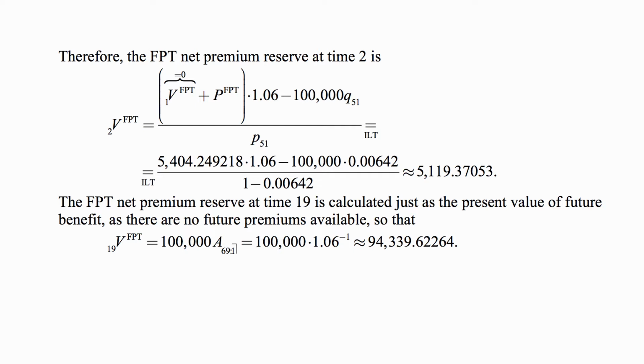The FPT net premium reserve at time 19 is calculated just as the present value of future benefit, as there are no future premiums available, so that it's 100,000 times A69:1. Now, since this is an endowment, the benefit is paid at the end of the year with certainty, so this is just a present value with the interest rate of 6% of 100,000, which comes out to be about 94,339.62264.